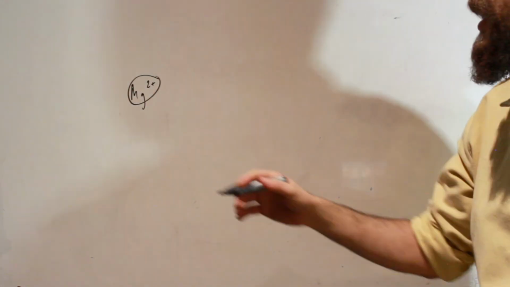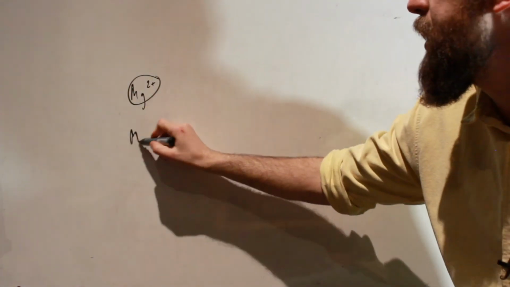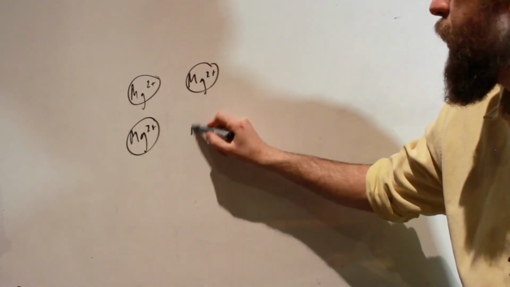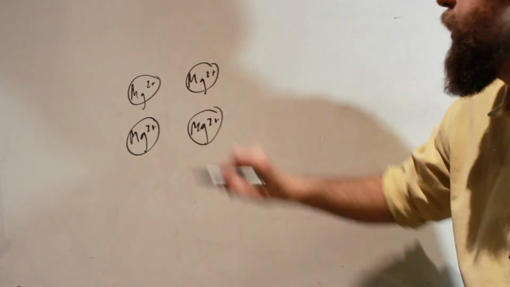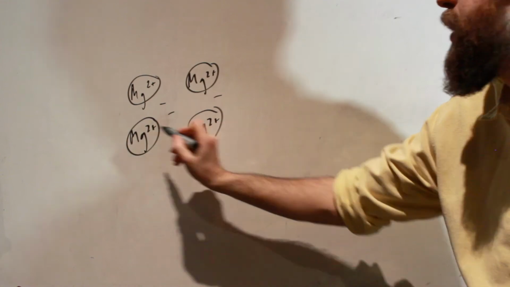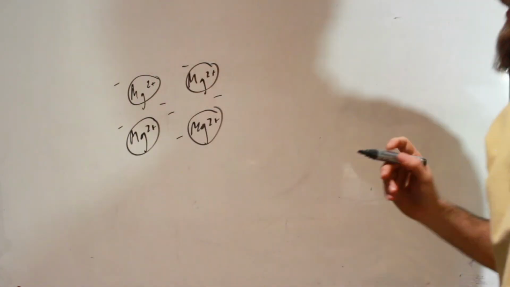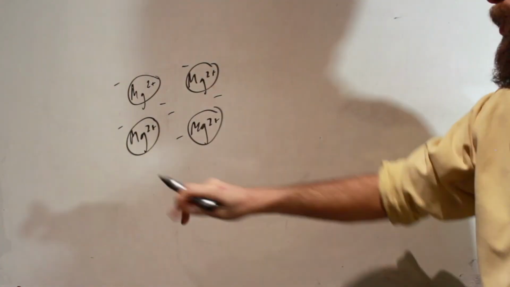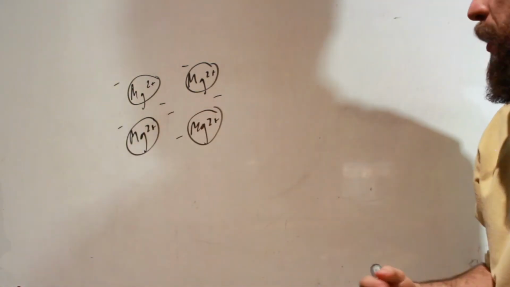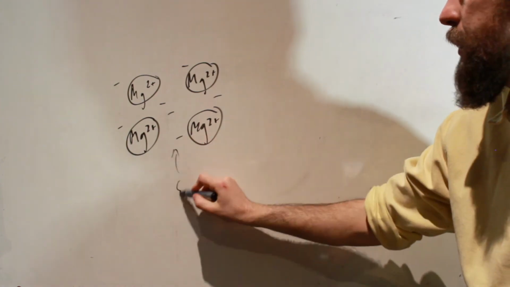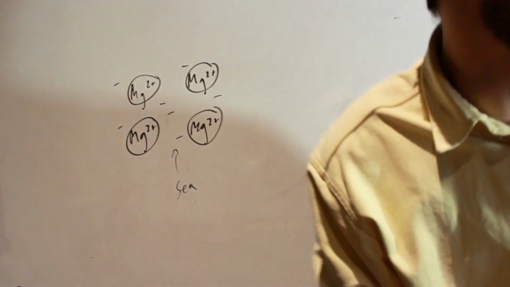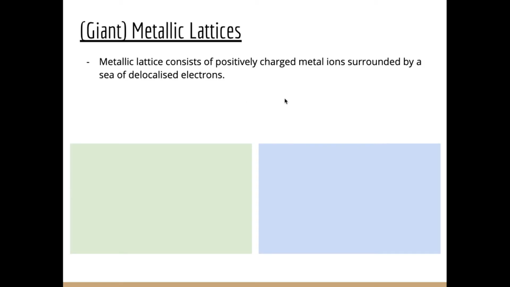So metallic bonding is a whole bunch of magnesium ions in a fixed three-dimensional lattice, very similar to our ionic lattices. And then the electrons they lost become delocalized between them. They're free to move around. And this strong electrostatic force of attraction between the positive cations and the negative electrons is the metallic bond. This sea of delocalized electrons is called a sea because it's able to move and flow, not unlike an ocean.